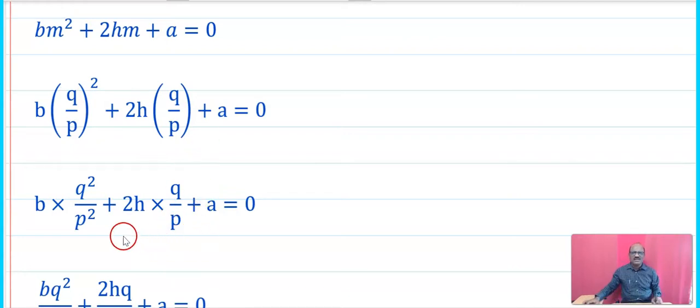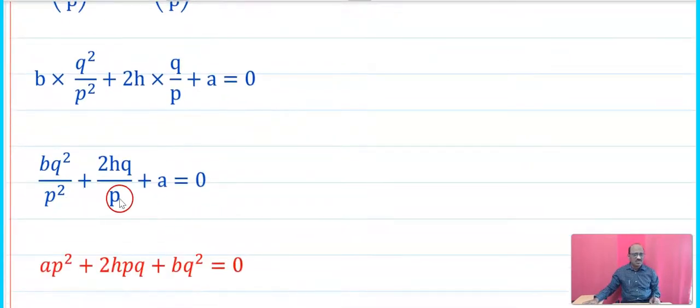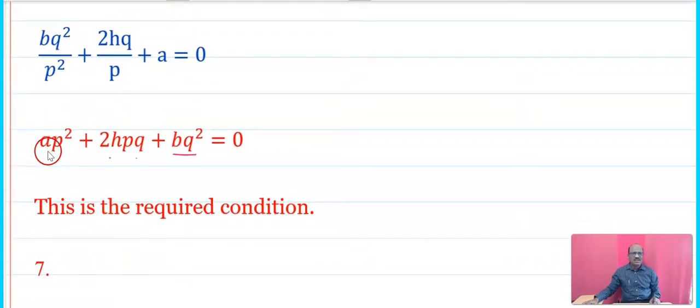Now what is the LCM here? That is p square. Now multiply this whole equation by p square. Then you will get bq square. If you multiply by p square, it will get cancelled. If you again multiply here by p square, then again one p gets cancelled. You will get 2hpq. Again multiplied here by p square, that is ap square. Therefore ap square plus 2hpq plus bq square is equal to 0. This is the required condition.